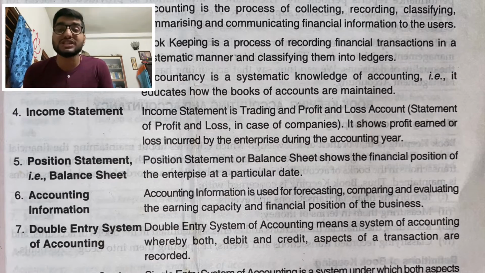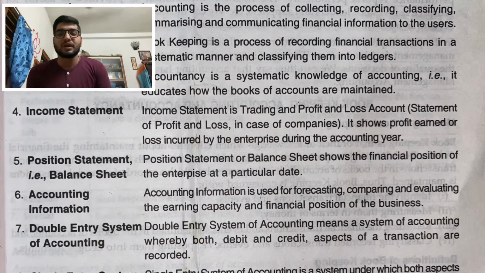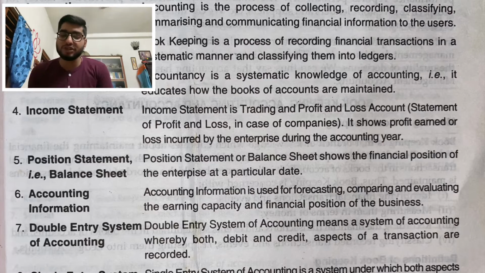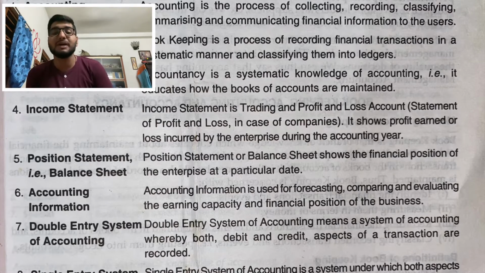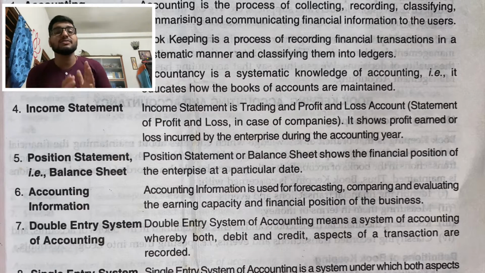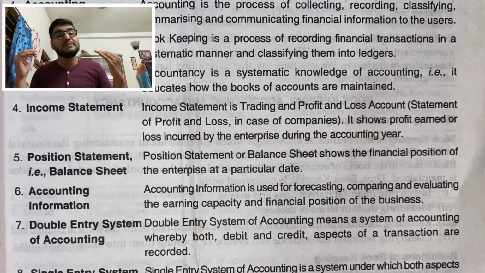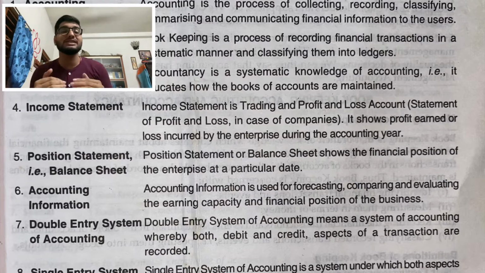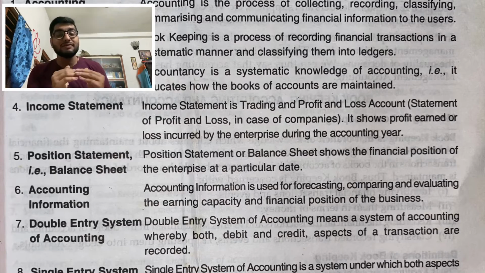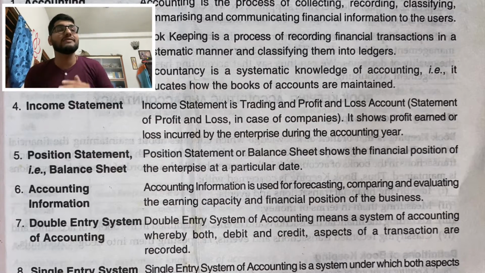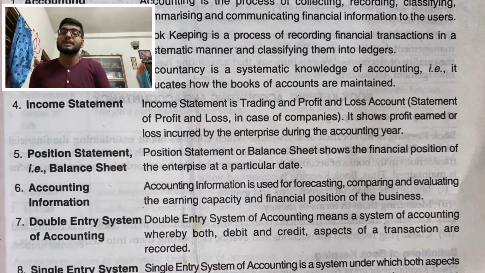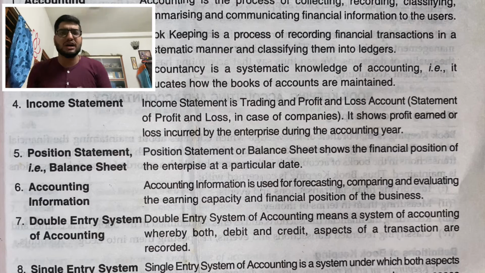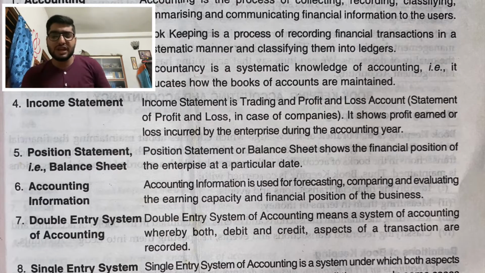Next is the position statement, that is the balance sheet. Now what is a balance sheet? The position statement or balance sheet shows the financial position of the enterprise at a particular date. That means where the enterprise stands financially will be shown by the balance sheet. That means what the assets and what the liabilities of the company are. So we will come to it in further videos, don't worry about that.